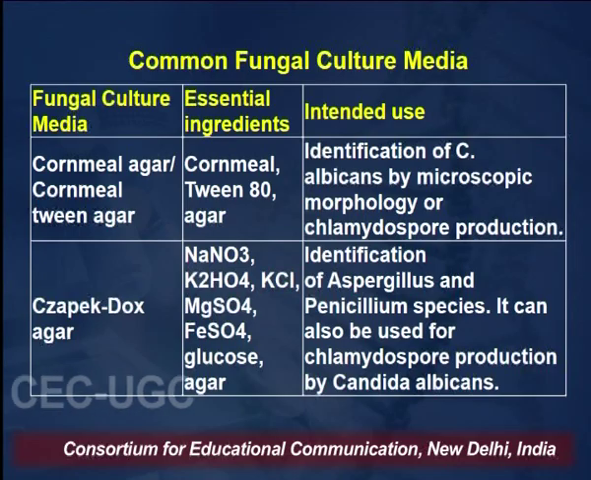Then corn meal agar and Czapek Dox agar media are also used. The first is used for the identification of Candida albicans by the microscopic morphology, and the second one, Czapek Dox agar, is used for the identification of Aspergillus and Penicillium species. It can also be used for chlamydospore production by Candida albicans.